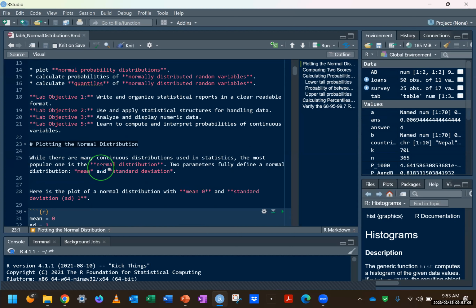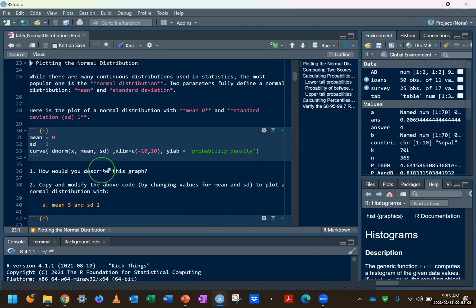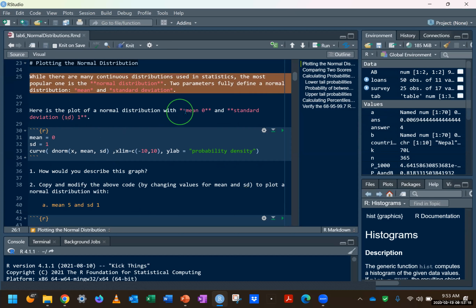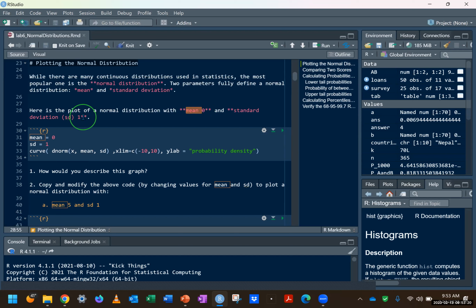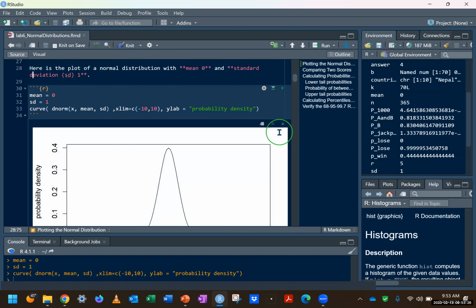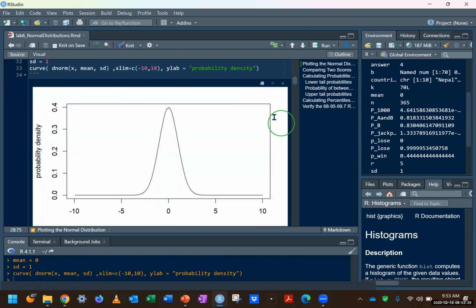So what is the normal distribution? It is one of the most popular distribution functions, and it has two parameters that define it, the mean and the standard deviation. Here we're going to plot one with mean 0 and standard deviation 1, and we're going to see what that function looks like. Here's the code. It's ready to go. Just run it, and we have this function.